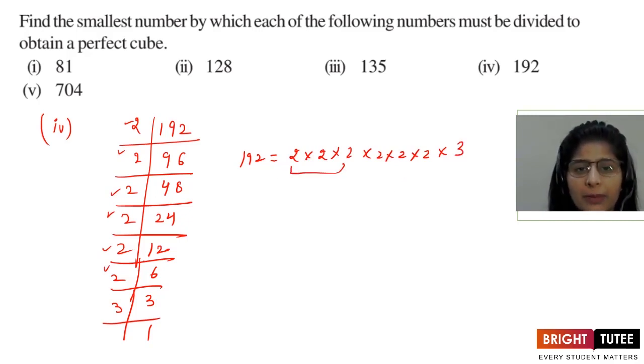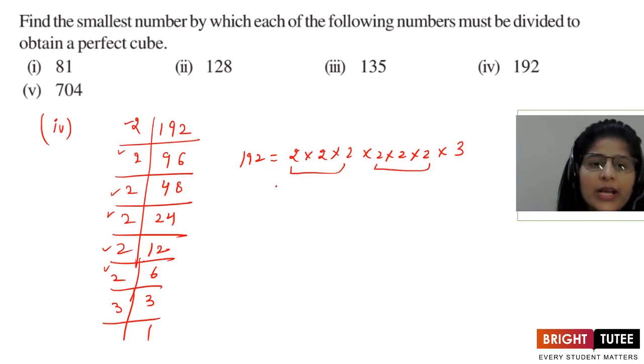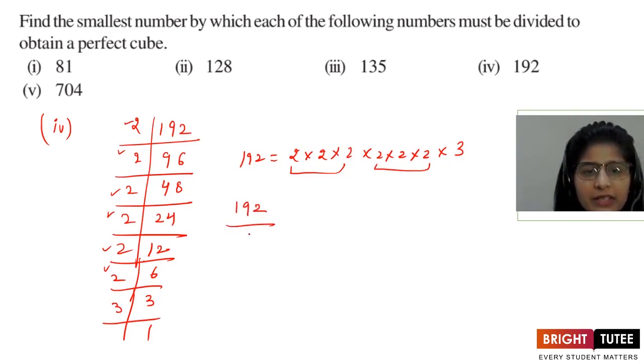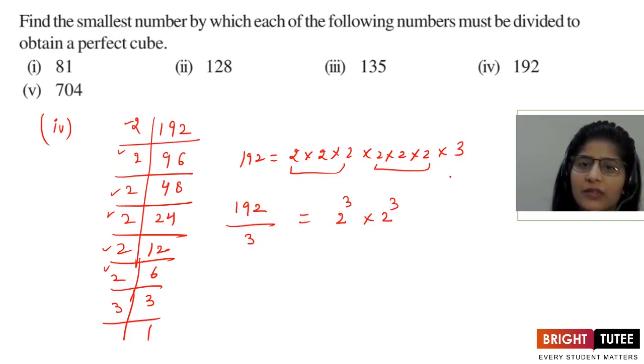Now if we form the triplets, these are the two triplets. Now 3 is extra left. So what should we do? We should divide both the sides with 3. So 192 should be divided with 3. So 3 is the smallest number that 192 should be divided by so that it becomes a perfect cube. And this side we have 2 cube and 2 cube left because this 3 would cancel out when we divide.